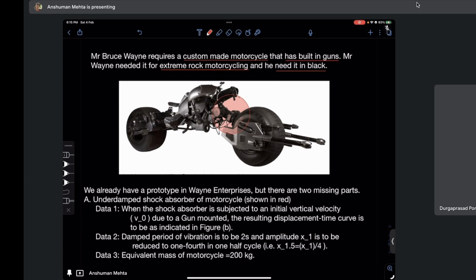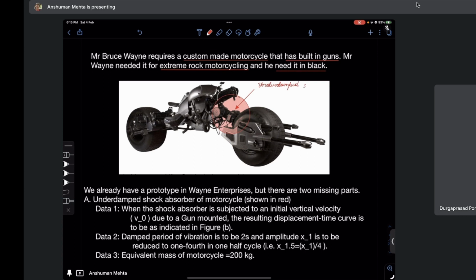Now second, the damped period of vibration is to be 2 seconds. It should take 2 seconds to damp out, for the comfort zone. Also the amplitude x1 is to be reduced to 1/4 of the 1/2 cycle. That means x1.5 should be equal to 1/4 of x1. What does that mean? We will explain in the figure.